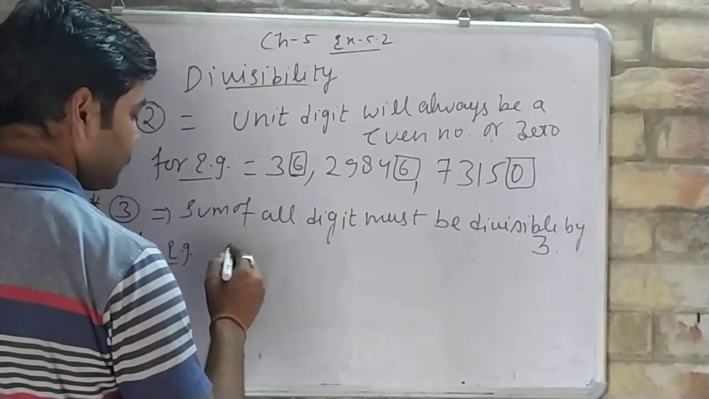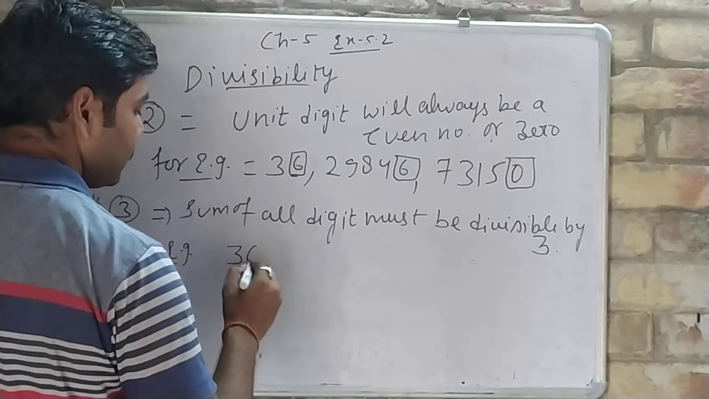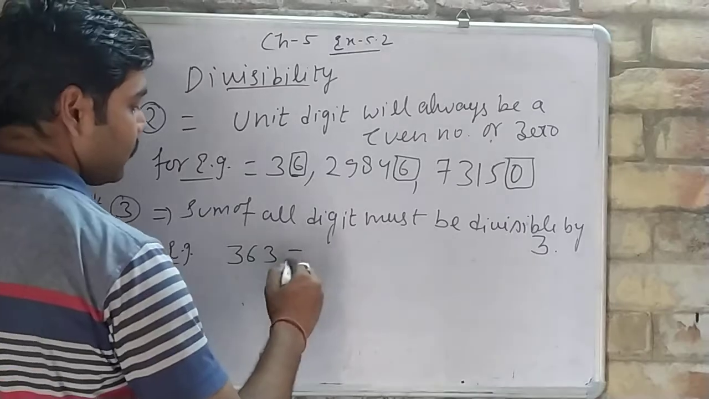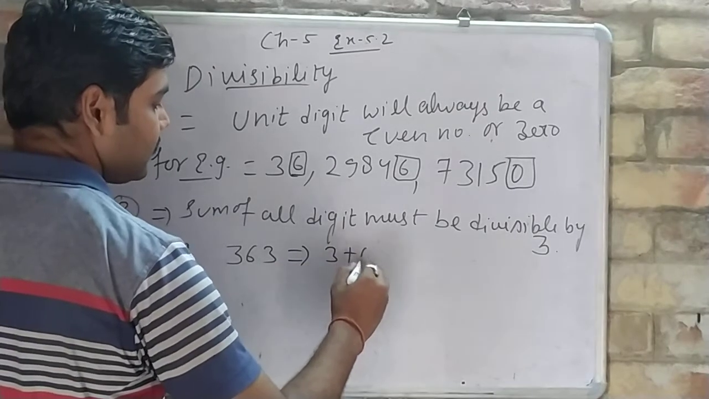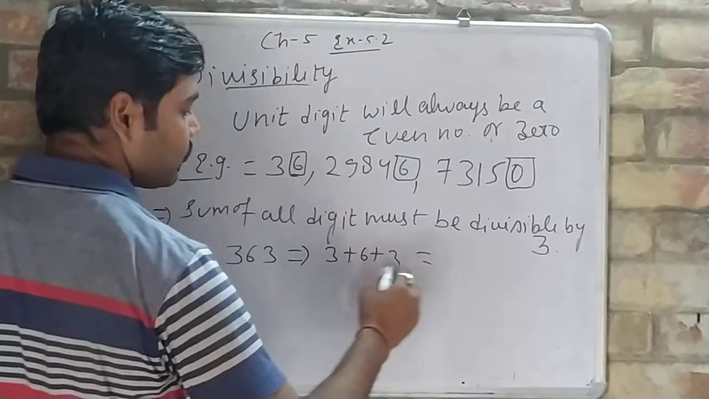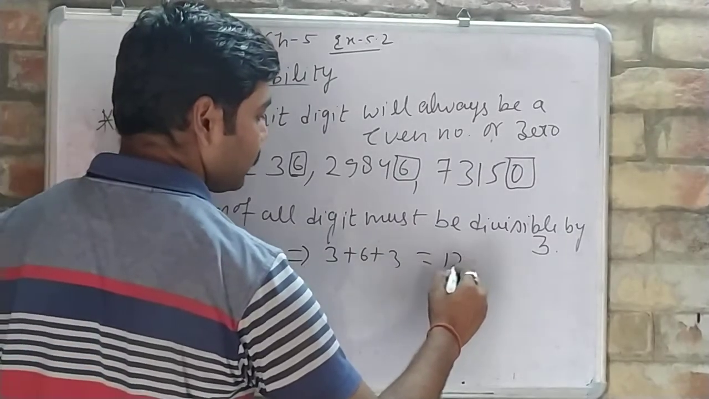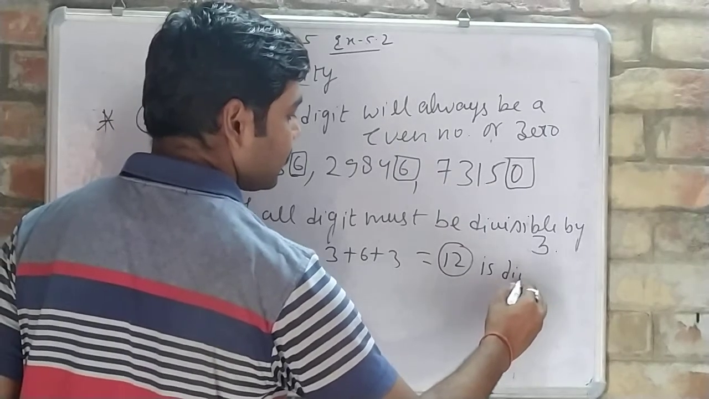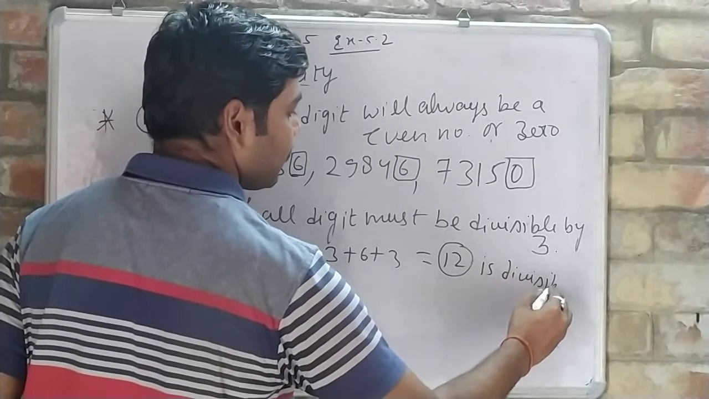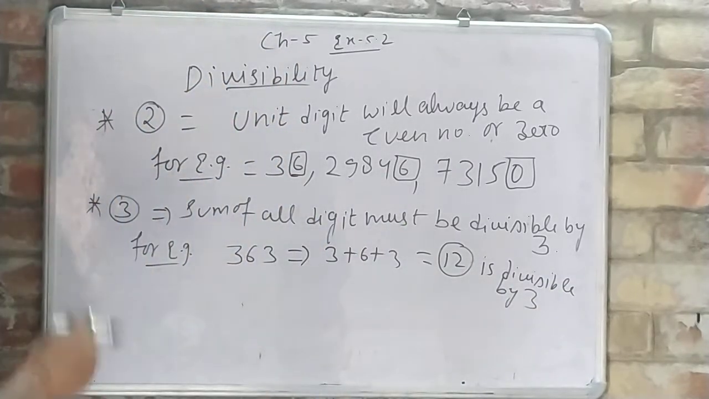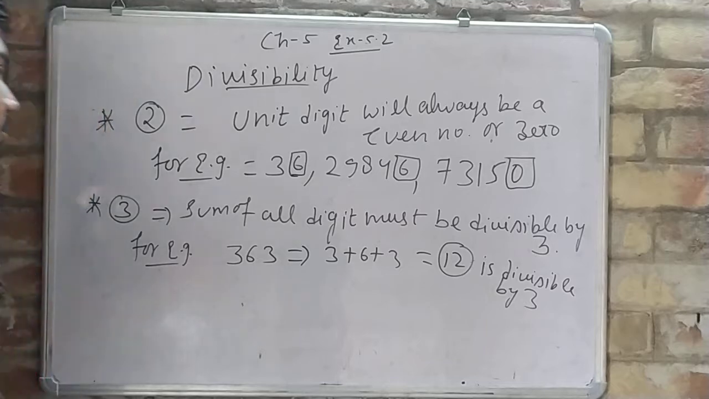For example, we will have 363, suppose. Okay, so what we will do, we will add the digits of the number 363. So 6 plus 3 is 9, 9 plus 3 is 12, and we know that 12 is divisible by 3. Okay, when 12 is divisible by 3, that means the number is also divisible by 3. So this is the example of divisibility of 3.